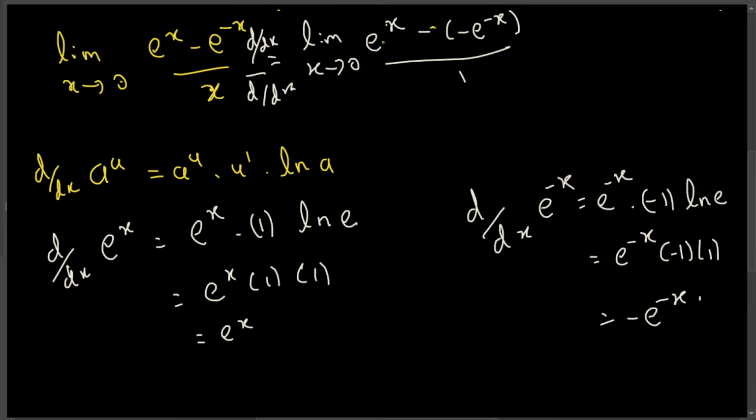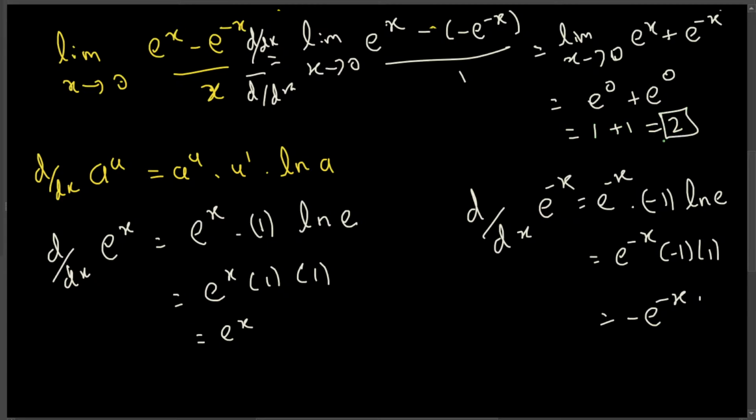Let's express this in a better way. Limit x approaches 0, that's going to be e power x plus, because minus minus is plus, e power negative x. Now you can go ahead and plug 0 for the x values, so this is going to be e power 0 plus e power negative 0, that's 0 again. So e power 0 is 1, so this is going to be 1 plus 1, that's equal to 2. So the final answer is 2.